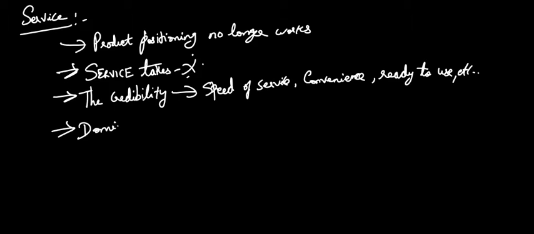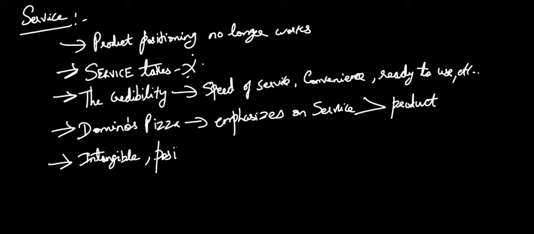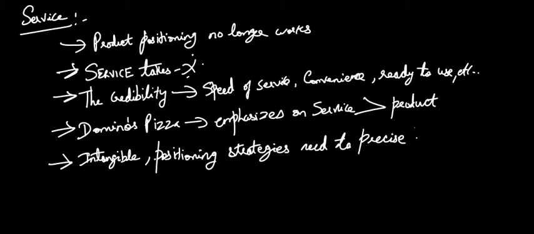An example is Domino's Pizza, which emphasizes service more than its product itself. So this is the service based positioning of a product. In a service based positioning, since service is intangible, positioning strategies need to be very precise. Because for a tangible product, you can probably alter the features and you can show the product and all this. But for service, the positioning strategy should be precise enough.